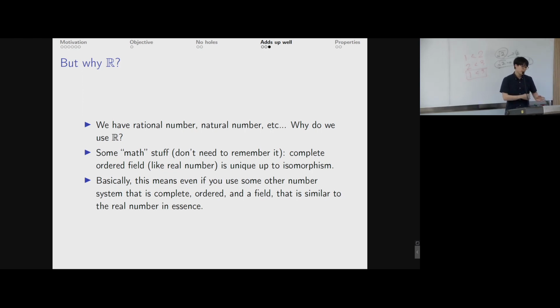So because of that reason, because R is very familiar and it has very nice properties and it's unique, at least in the sense of completeness, orderedness, and the properties of a field, it's very natural that we just use the real number system as our basic number system. So that's all you have to remember.